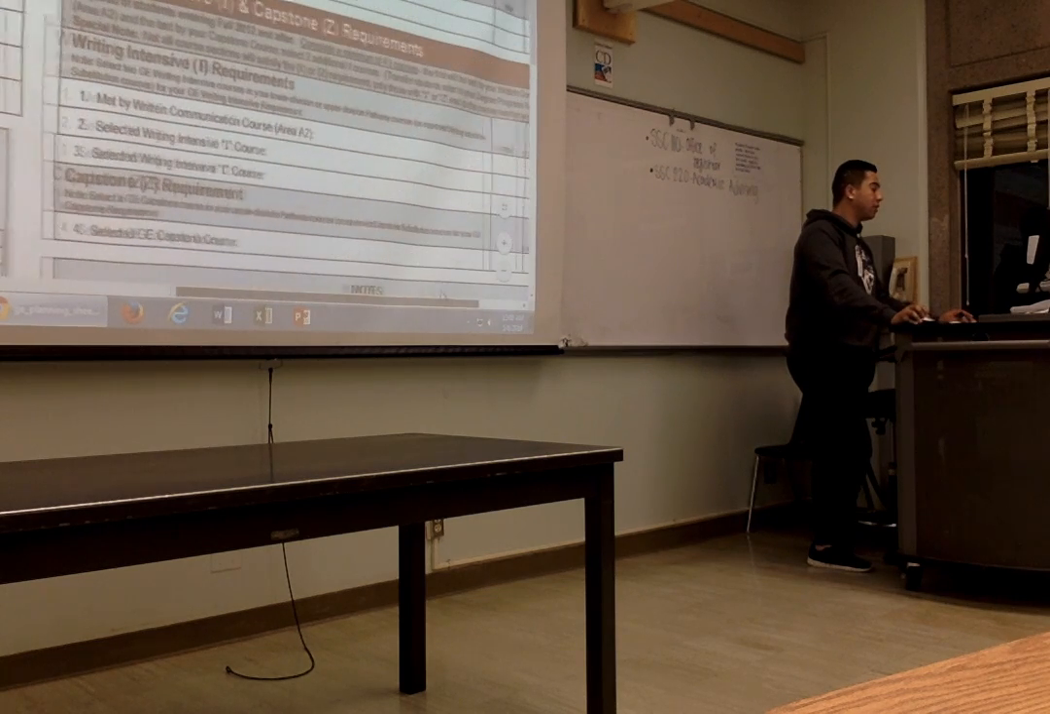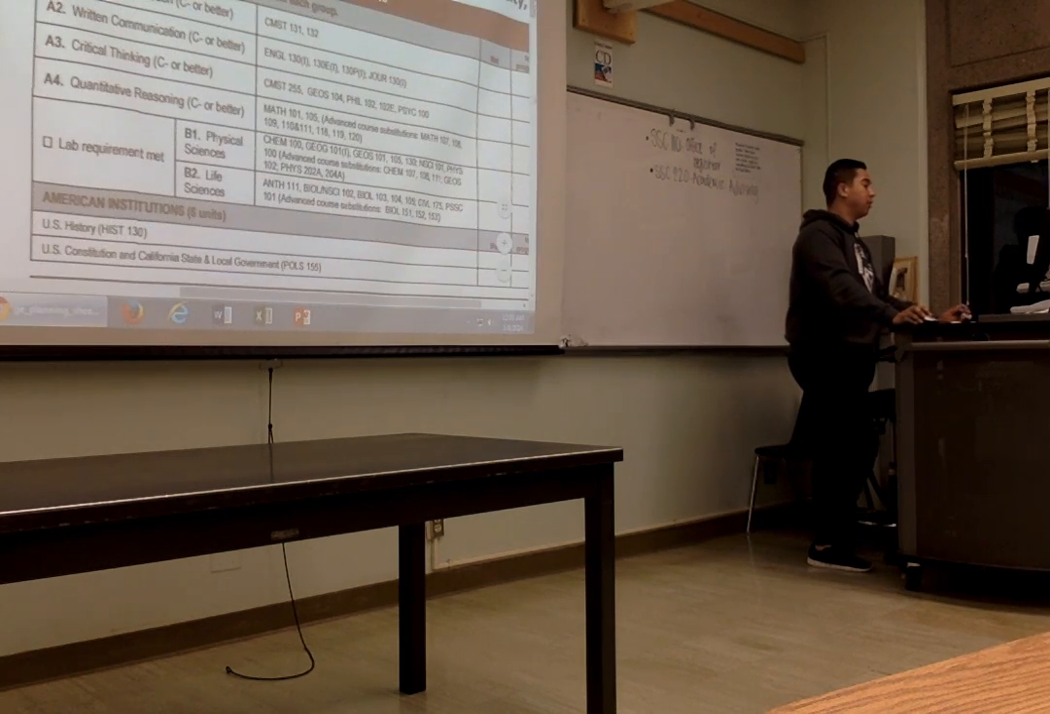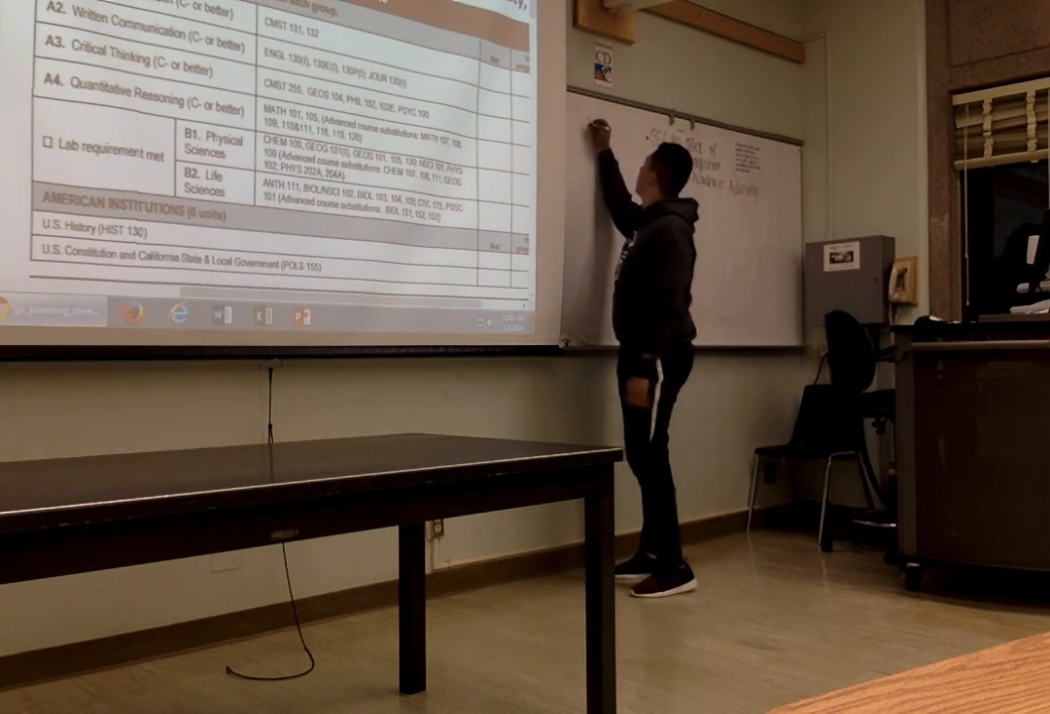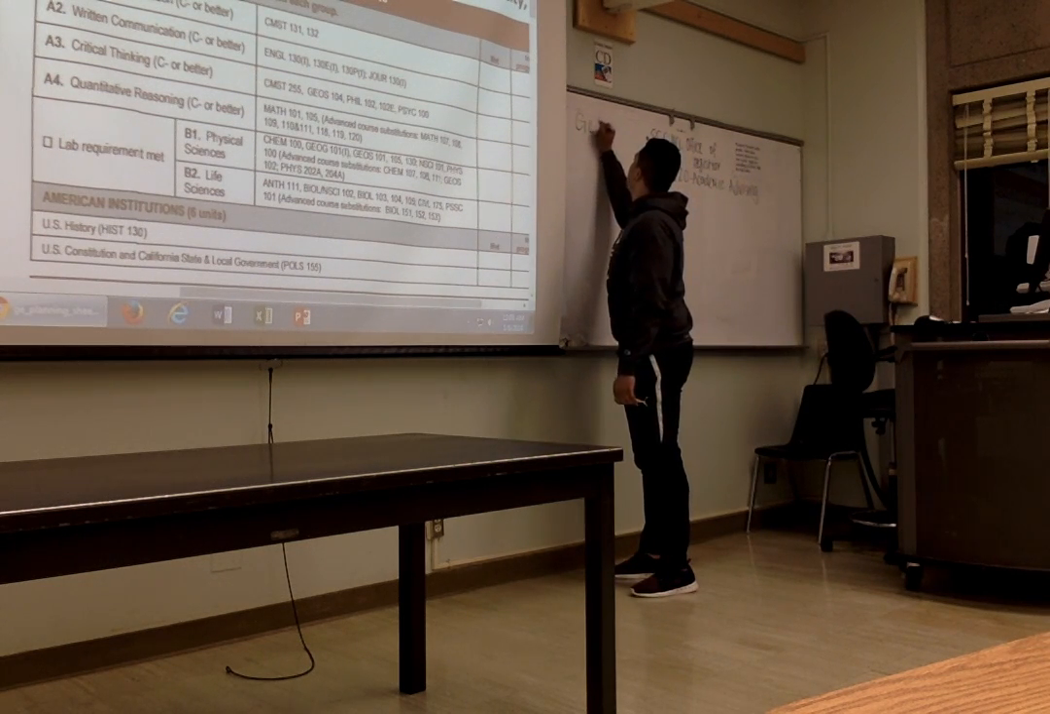Now we're moving on to general education. So general education, GE, this consists of 48 units.